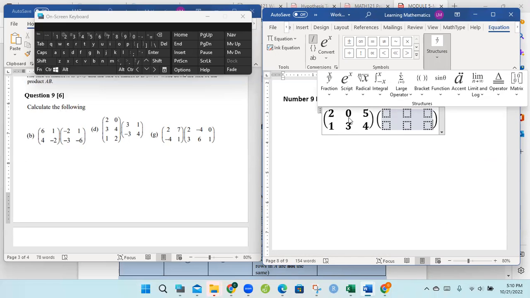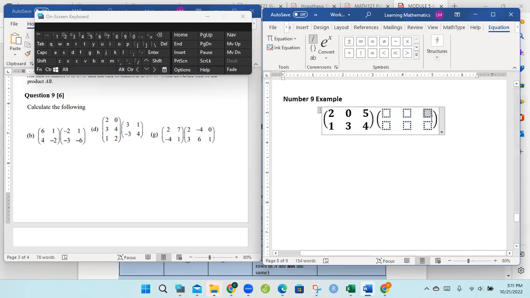In the first matrix, I go 3 across, 1, 2, 3 elements. And in the second matrix, to come down, I do 1, 2. I'm missing a third one. So this will not apply for a question like number 9.